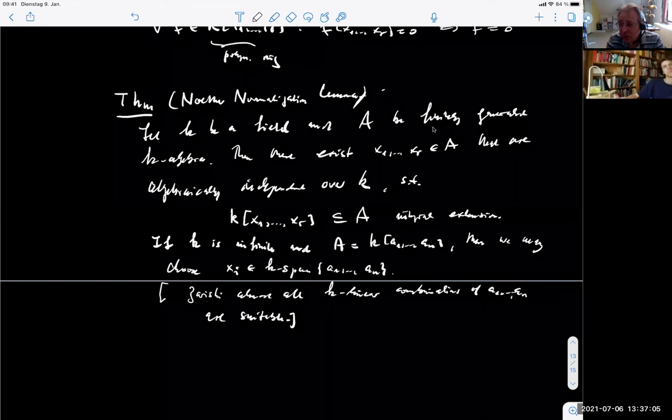In geometry, it's also super important. But in algebraic geometry, what does it say? Let's say you have an algebraic variety, affine or projective, it doesn't matter, of dimension r, whatever this means. Then you take a linear subspace of dimension r and project. If this subspace and the projection are chosen sufficiently general, this will be a very nice map. This is called a finite map. So this is also the Noether normalization lemma.